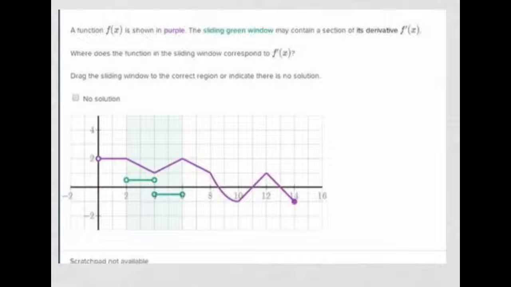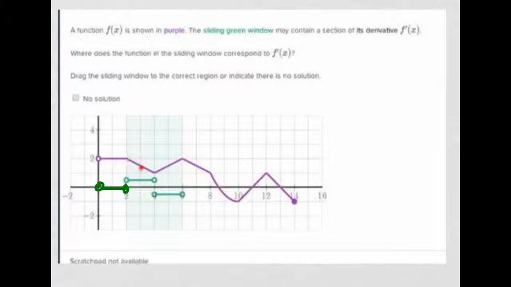That's an open circle. And so that would be the derivative there. That's also an open circle, but you can't tell. So that would be the derivative there. That's not it. It doesn't match up with our sliding window. So I'm going to keep going.